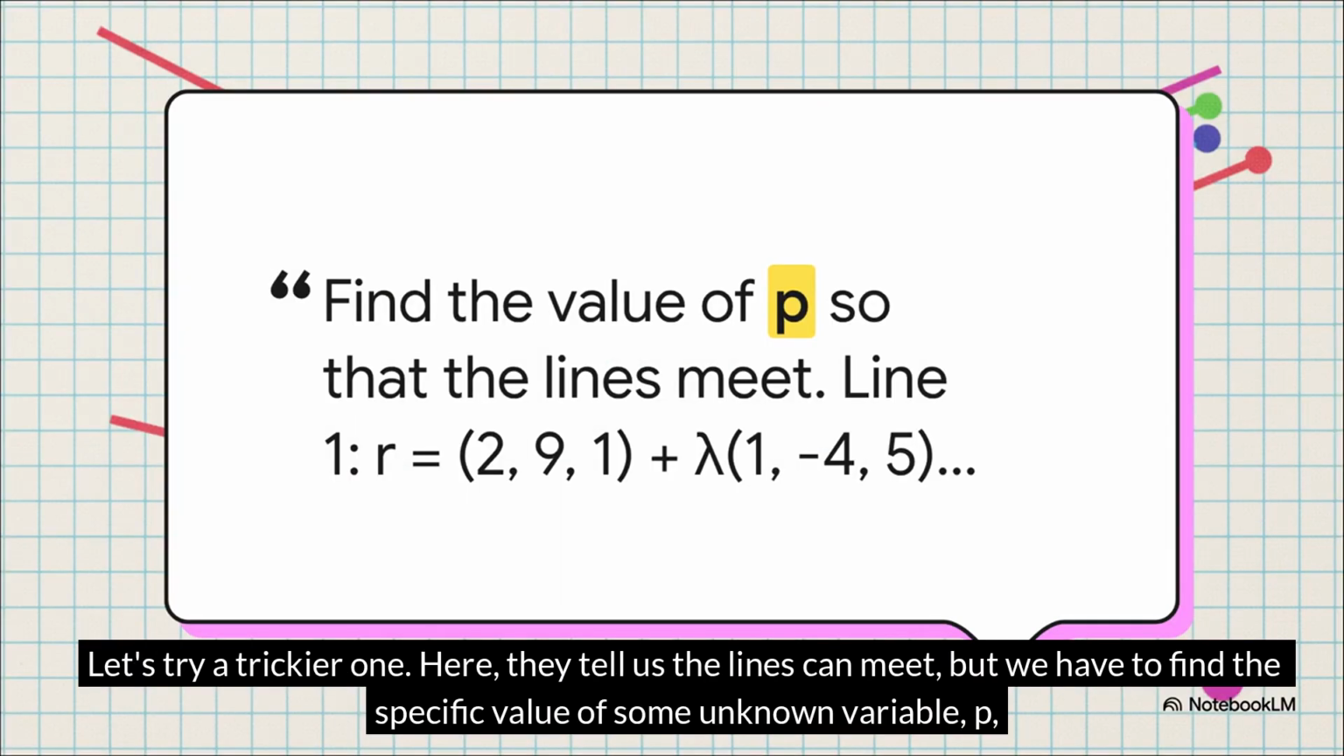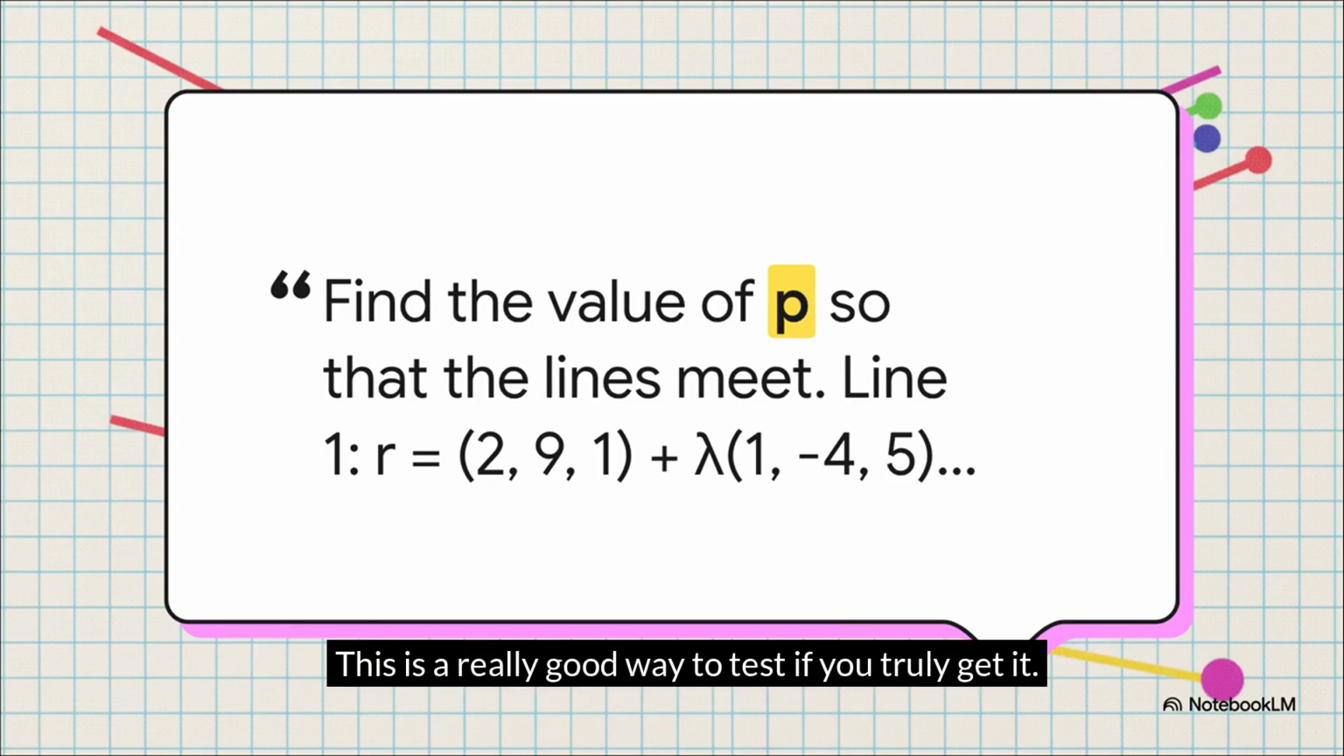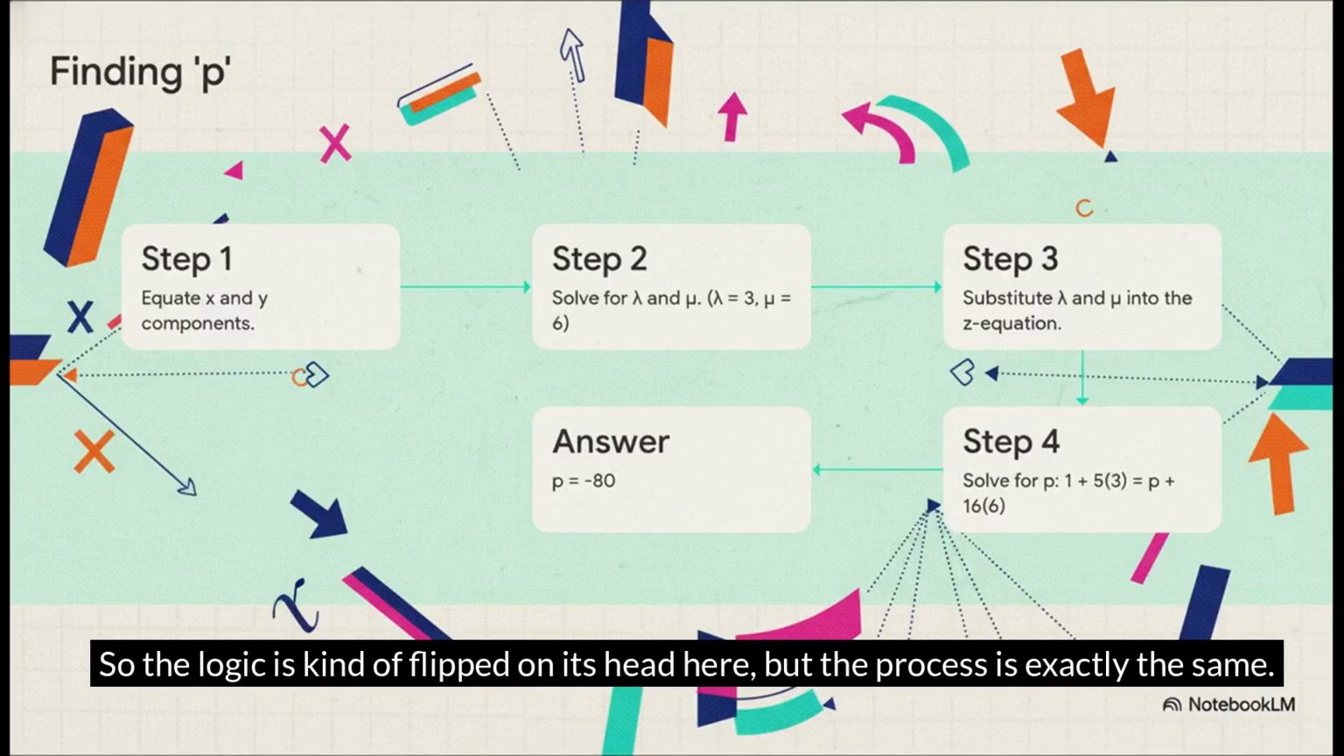Okay, let's try a trickier one. Here, they tell us the lines can meet, but we have to find the specific value of some unknown variable p that makes it happen. This is a really good way to test if you truly get it. So the logic is kind of flipped on its head here, but the process is exactly the same.